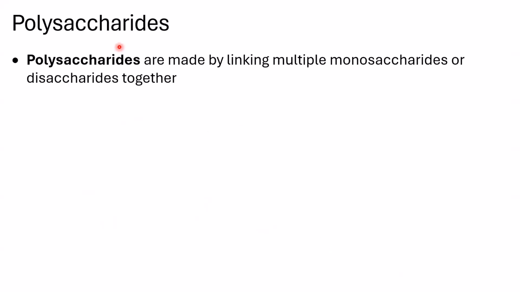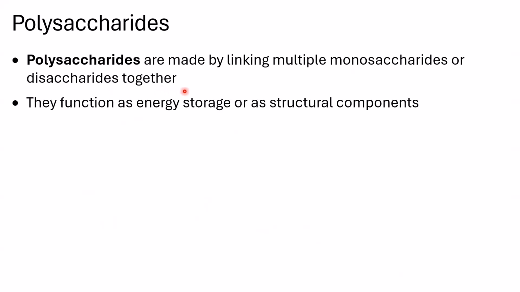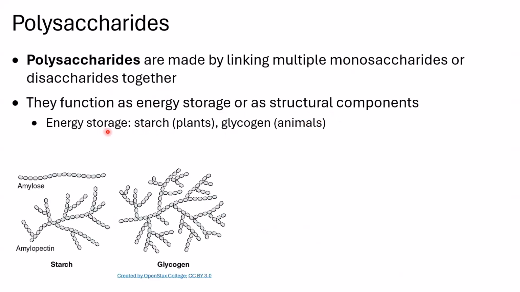Polysaccharides are created by linking multiple monosaccharides or disaccharides as a repeating unit together. Some polysaccharides are used for energy storage, while others are used to build structural components. Polysaccharides used for energy storage include starch, which is composed of amylose and amylopectin and used by plants, and glycogen, which is used by animals. All of these are created by linking multiple glucoses together, represented by these little hexagons, but amylose is linear, while amylopectin is more branched. Glycogen is similar to amylopectin, but is even more highly branched.